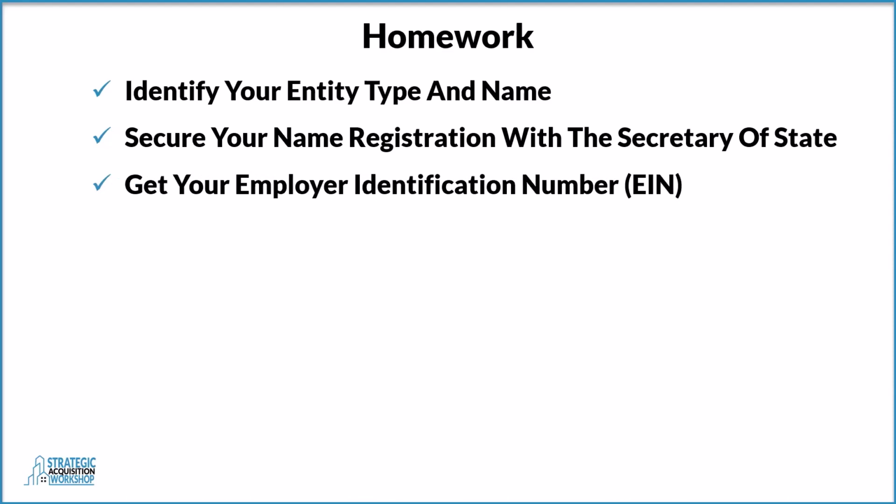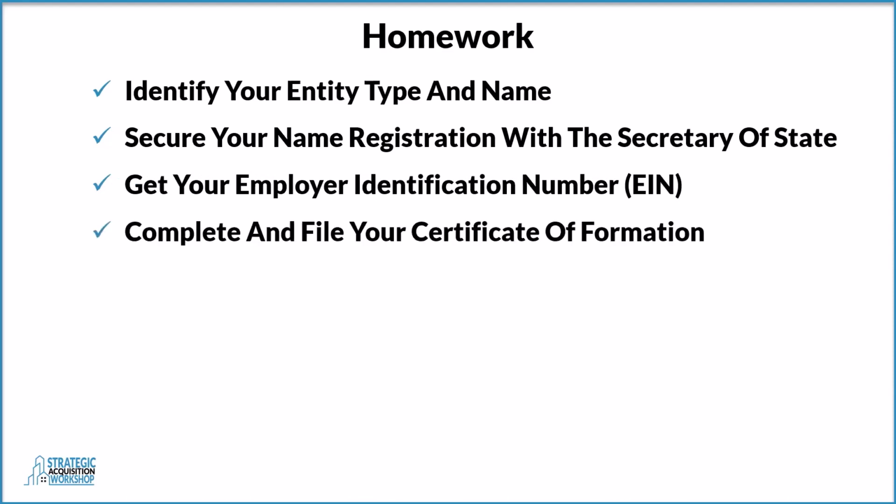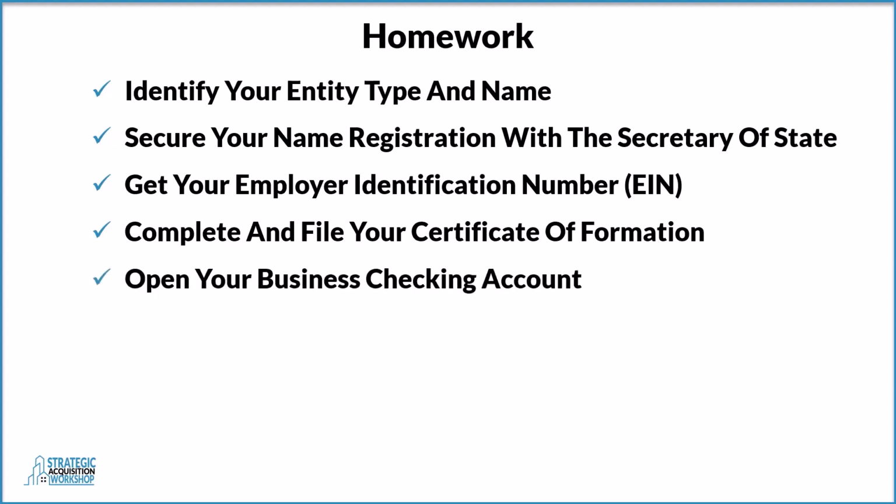Get your employer identification number through irs.gov. Complete and file your certificate of formation or articles of organization, whichever you want to call it or your state calls it, through your county, state, however your state does it. Open your business checking account. And if you want to do a savings account at the same time while you're there, you can. And again, slight recommendation of setting it as an escrow account. Just remember, you cannot commingle the two if you do that.